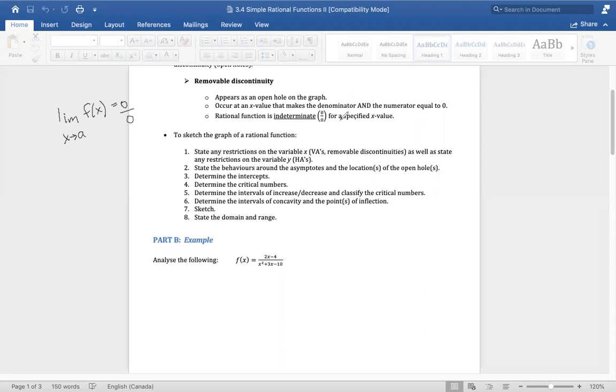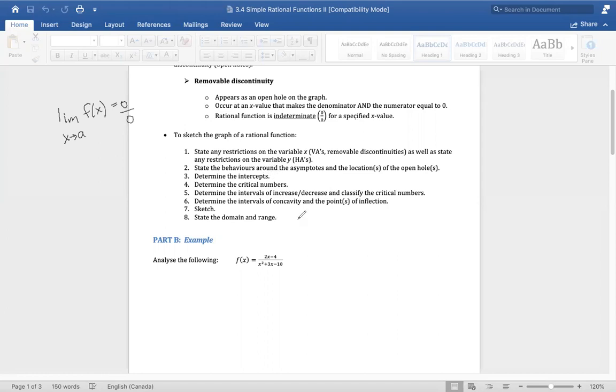So to sketch a graph that might look like this, I have to state any restrictions on the variables, vertical asymptotes, now we have removable discontinuity, and any restrictions on the y value. We've done this before, just not the removable discontinuity in the last lesson. State the behaviors that are happening around the asymptotes and around the open hole. And everything else is the same as the last lesson.